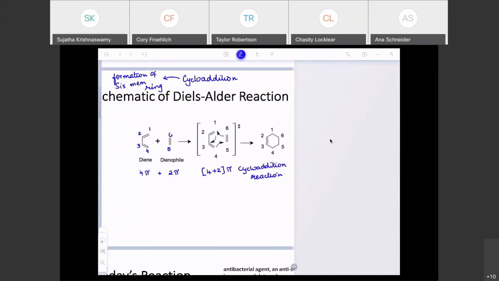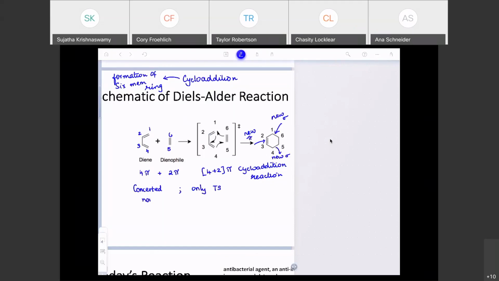It leads to the formation of a 6-membered ring, a new pi bond between 2 and 3, and 2 new sigma bonds between 1 and 6, and 4 and 5. So those are the major changes. The reaction is concerted, which means it's a 1-step reaction, no intermediates, only a transition state. The arrows don't have significance.